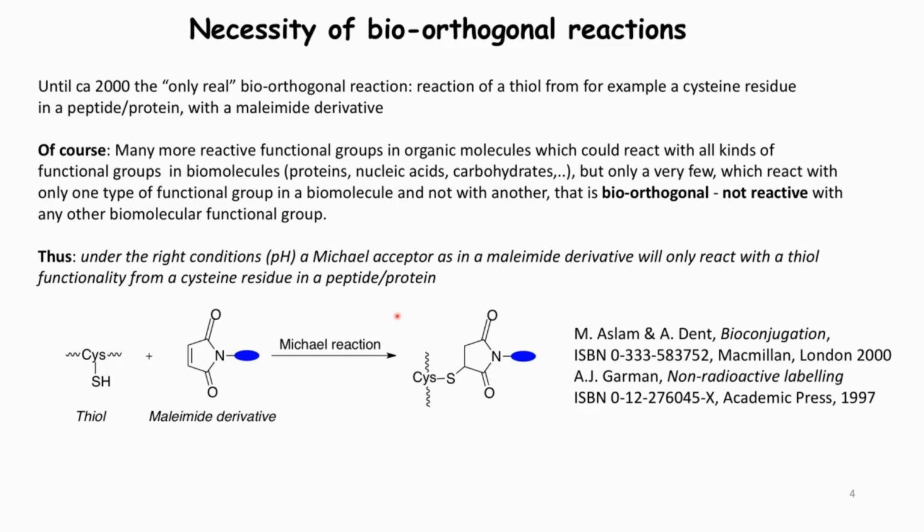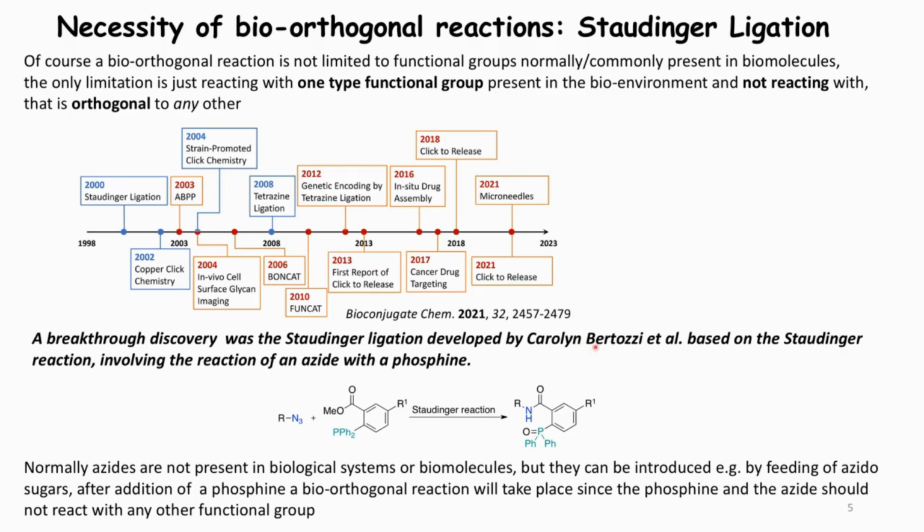Now, I think the disadvantage was clearly realized also by Carolyn Bertozzi. This started to change in 2000 by the breakthrough discovery of the Staudinger ligation reaction, which was based on the reaction of an azide with a phosphine. And this is the old-fashioned Staudinger reaction, which is used for the reduction of an azide to an amine. But this was used very cleverly by Bertozzi for the coupling reaction of a phosphine-containing molecule with an azide.